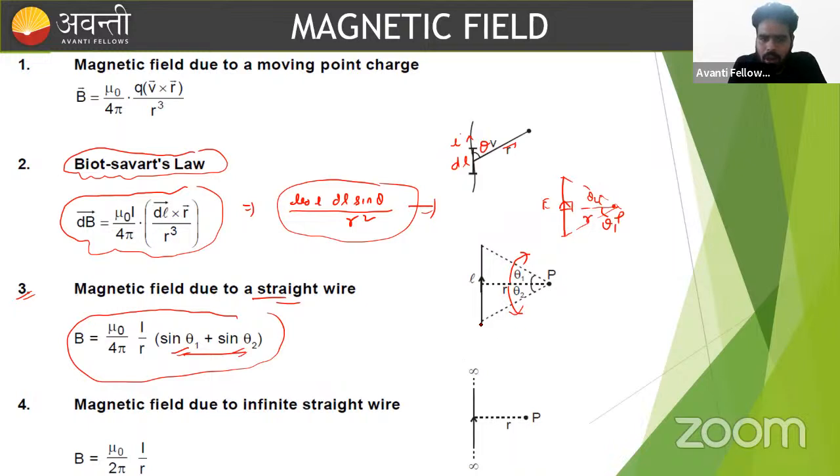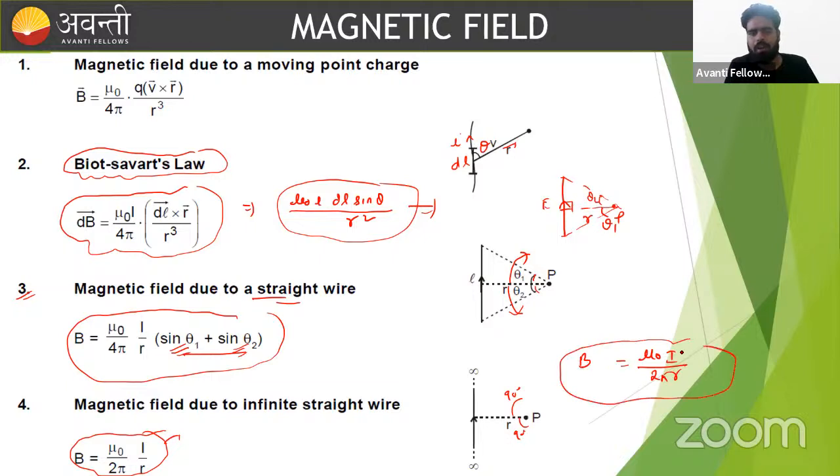So, how can we apply this formula? Suppose theta 1 and theta 2 become 90 degrees. This happens when we take an infinite length of wire. In this case, theta 1 becomes 90 and theta 2 becomes 90, and if we put sine 90 plus sine 90, this becomes 2. And the very, very important formula, beta, the magnetic field due to an infinite straight wire, is again mu naught I upon 2 pi r.